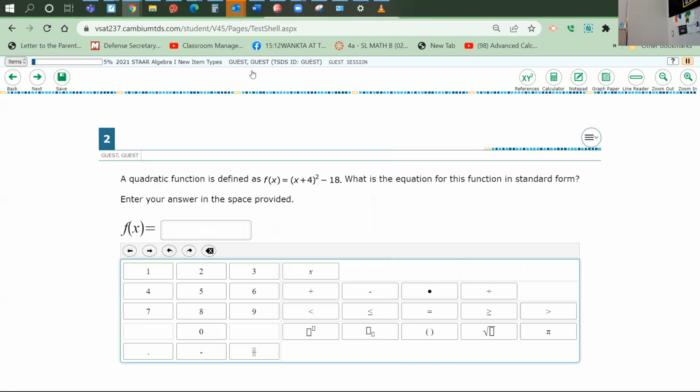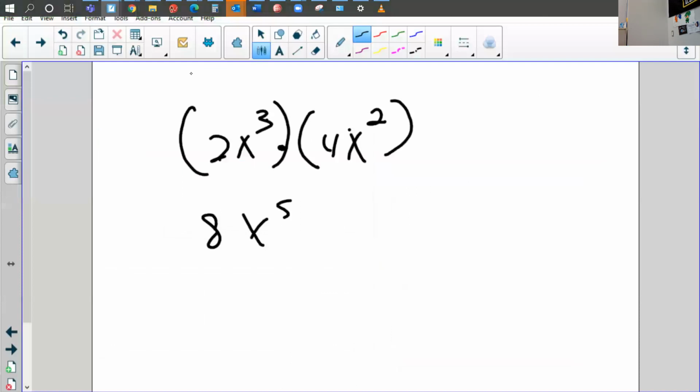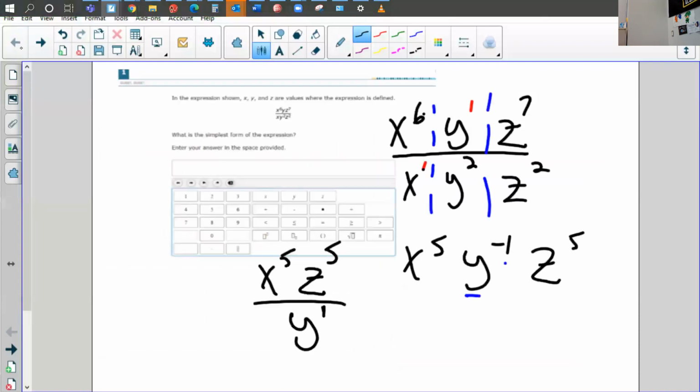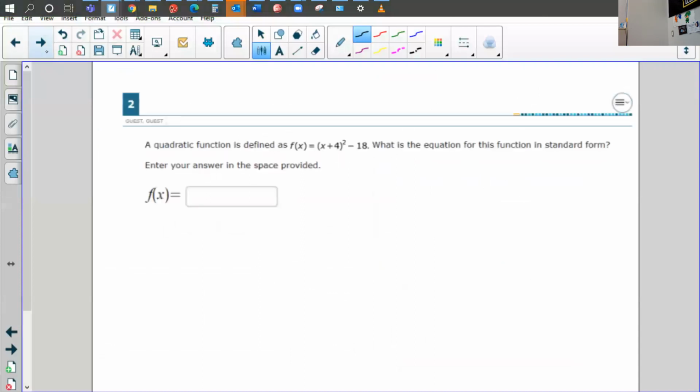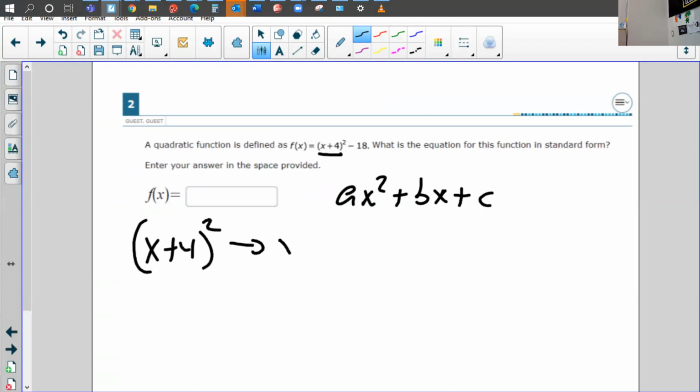If you don't remember that, let's go back to my slide here. One more. I want to write this in ax squared plus bx plus c. But how do I do that? If you notice, I have an x plus 4 squared. I have to expand that. And how do you expand that? Well, remember, x plus 4 squared is just x plus 4 times x plus 4.